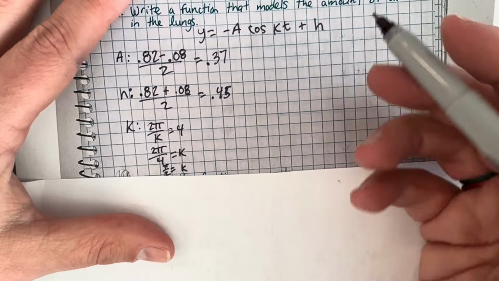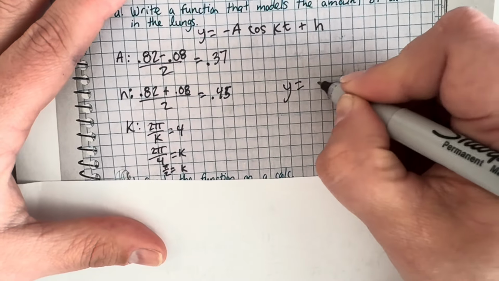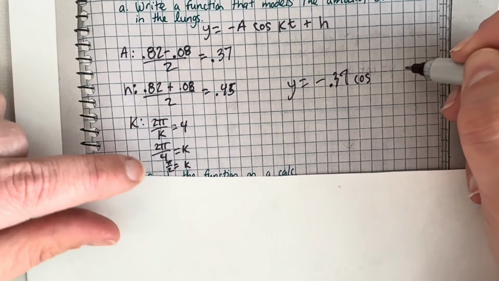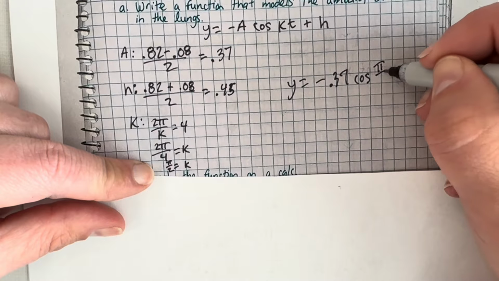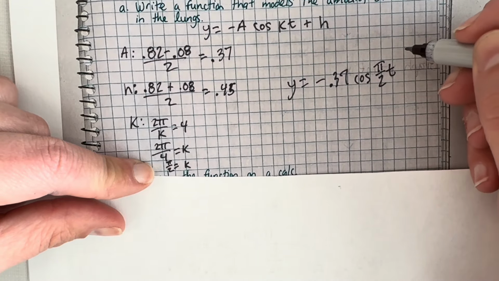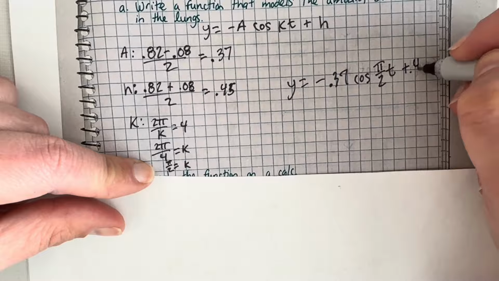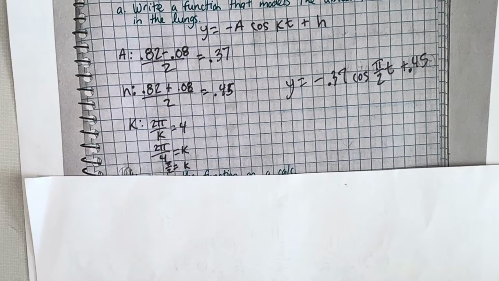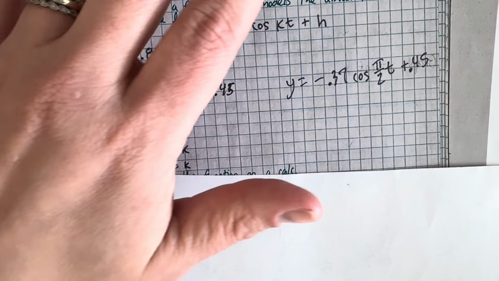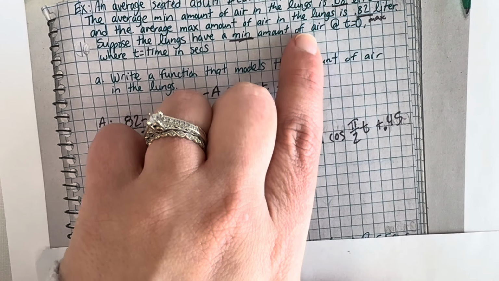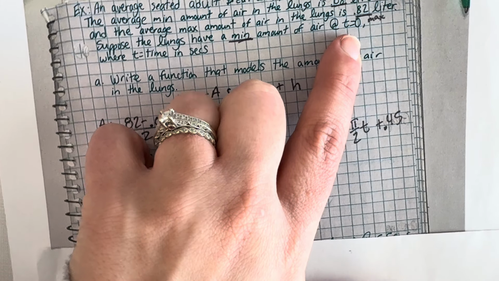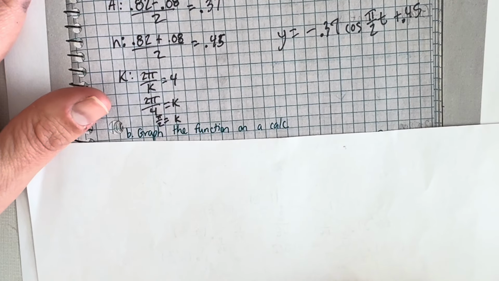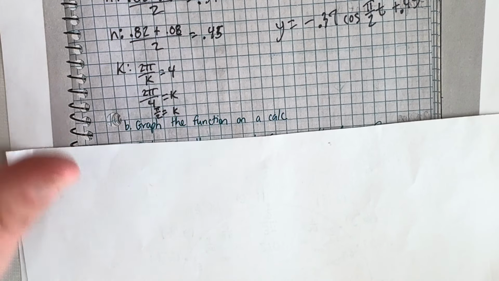So now I have all the pieces I need to plug into my equation here. I have a negative A, 0.37, cosine, my K is pi over 2 t, plus 0.45. I know there is not a parenthesis and a C on here because I know there's not going to be a phase shift. I know there's not a phase shift because it tells me that my minimum amount happens at t equals 0, and I know that there is no shift there. I could then take that and graph that on my calculator and see what that rhythm of breathing looks like.